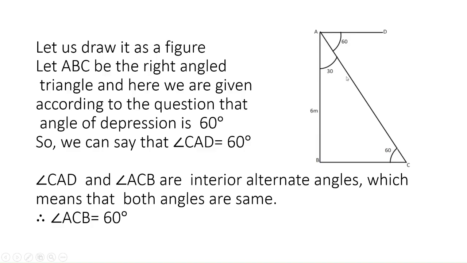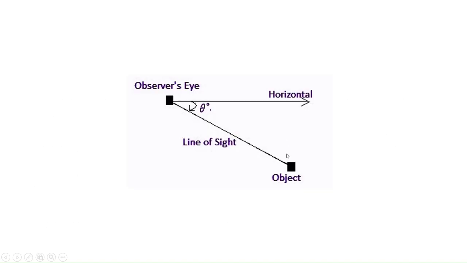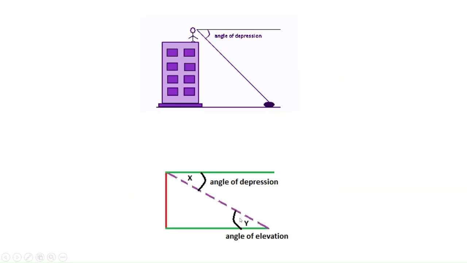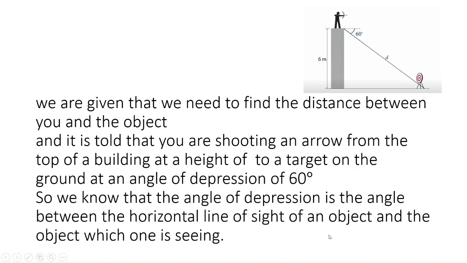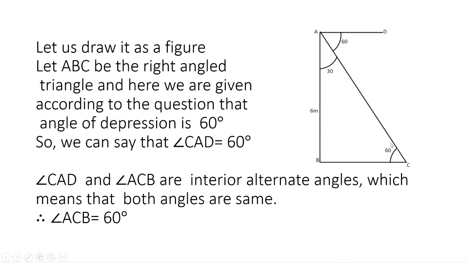So what do we know? Alternate interior angles are equal. So simply we can write that angle ACB is also 60 degrees, because angle CAD is 60 degrees and they are alternate interior angles. Both are the same. What we have concluded here is nothing but the angle of elevation. So from the given angle of depression, we are able to draw the angle of elevation as 60 degrees.